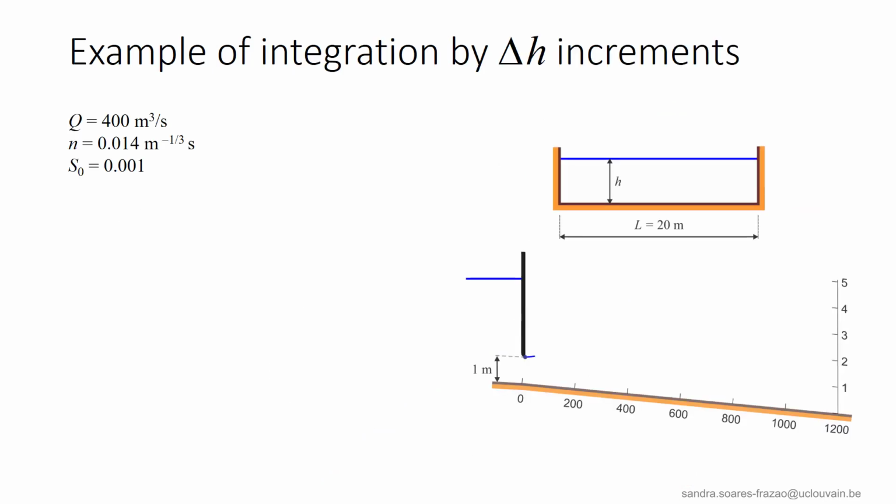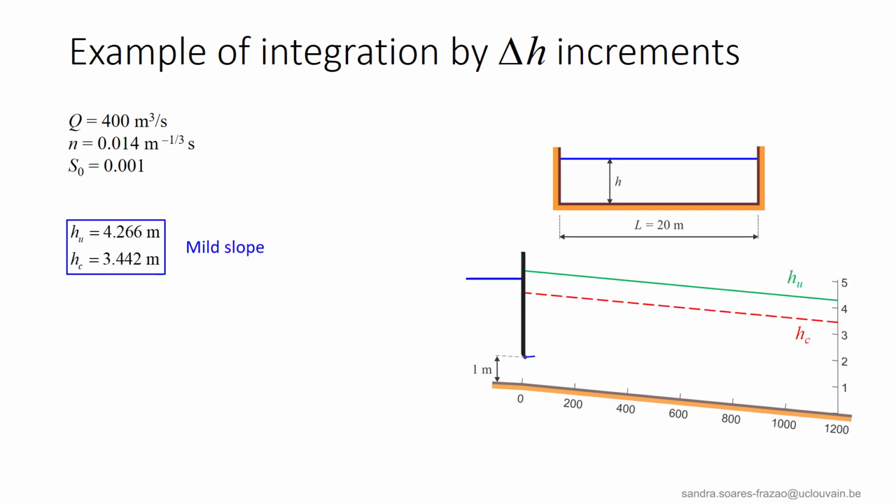Let us illustrate the procedure by means of an example. We have a channel with a rectangular cross-section, as illustrated here, and an underflow gate at the upstream end of this channel. The gate opening is 1 meter. So the question is, what is the water profile that will take place in this channel? We have here the flow condition: discharge, Manning coefficient, and the bed slope.